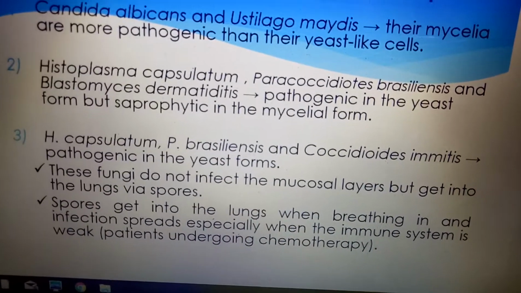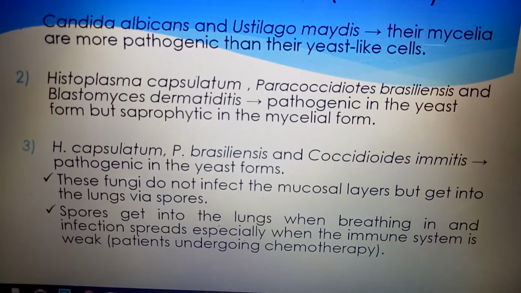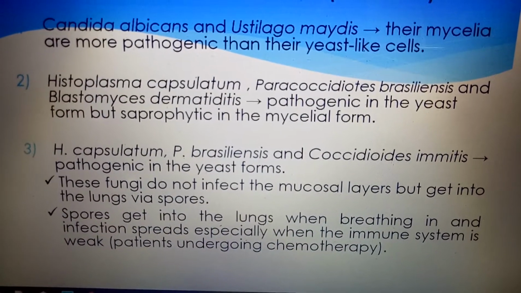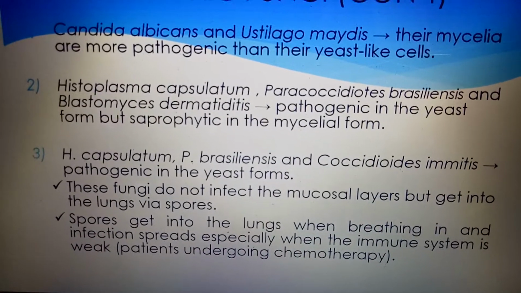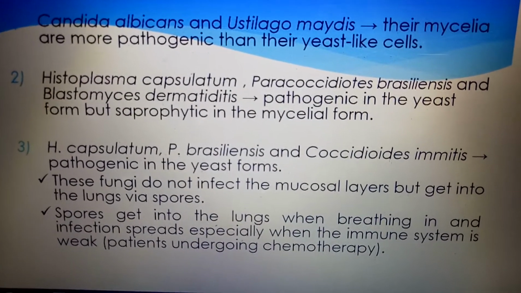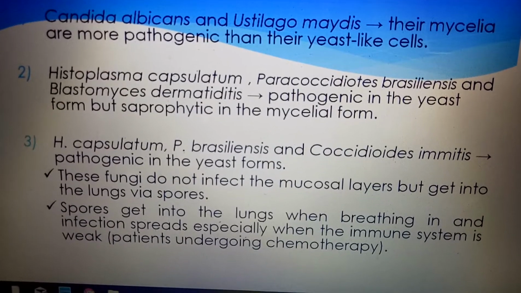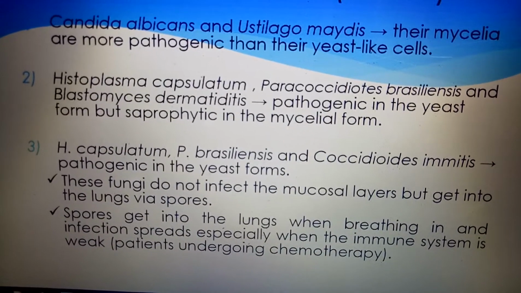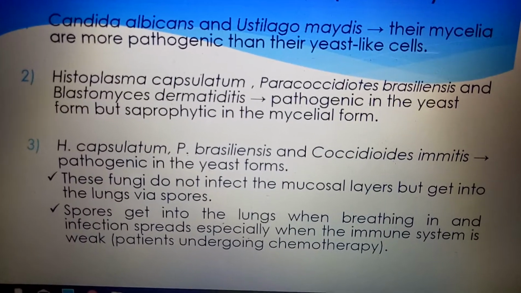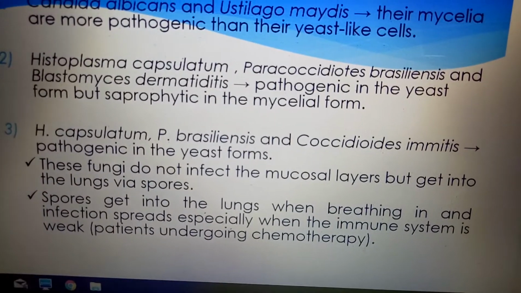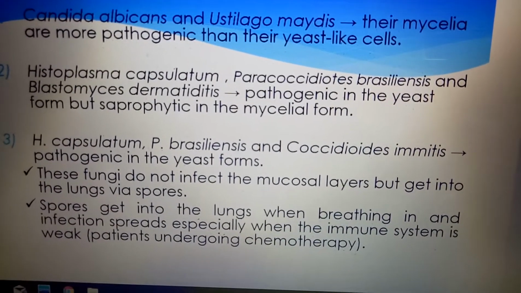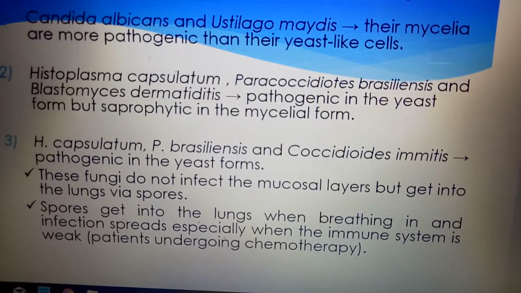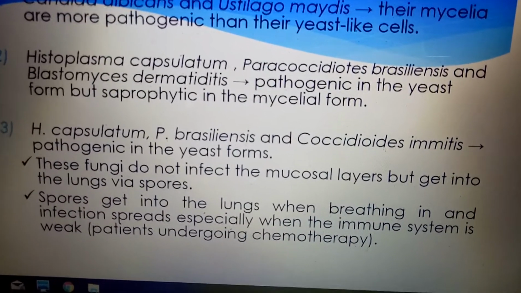Next, Histoplasma capsulatum, Paracoccidioides brasiliensis, and Blastomyces dermatitidis are pathogenic in the yeast form but saprophytic in the mycelial form. Number 3, H. capsulatum, P. brasiliensis, and Coccidioides immitis are pathogenic in yeast form.